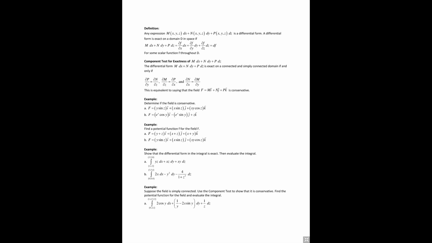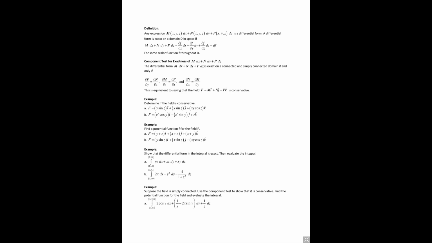All right, and then next, a couple of definitions. You can express M of xyz dx plus N of xyz dy plus P of xyz dz as a differential form. A differential form is exact on the domain in space if you have this and it's equal to the partial of f with respect to x dx, partial with respect to y dy, partial of f with respect to z dz. This is df, okay, where there's the scalars.